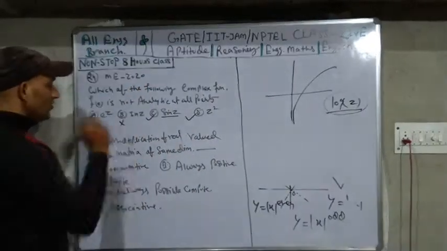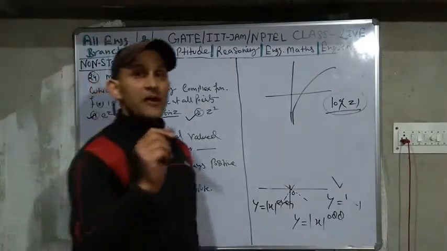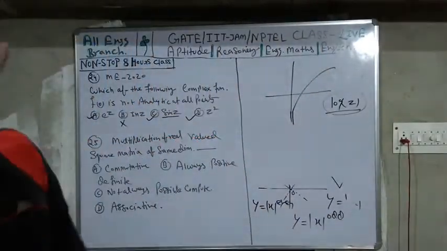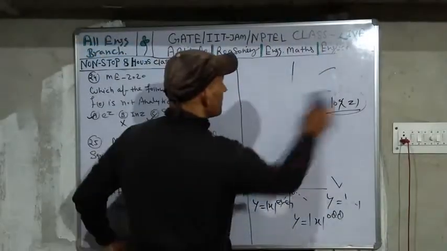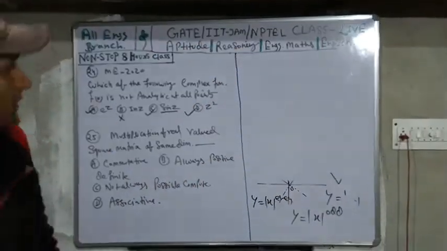Okay, so this is your wrong answer. Now second question, multiplication of the matrix. You must note how to multiply matrices. If you have a matrix, how to add, how to multiply.